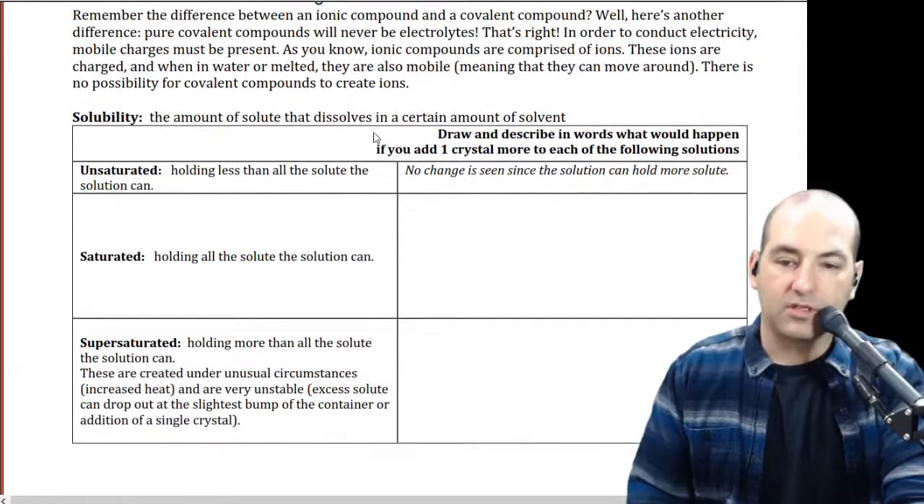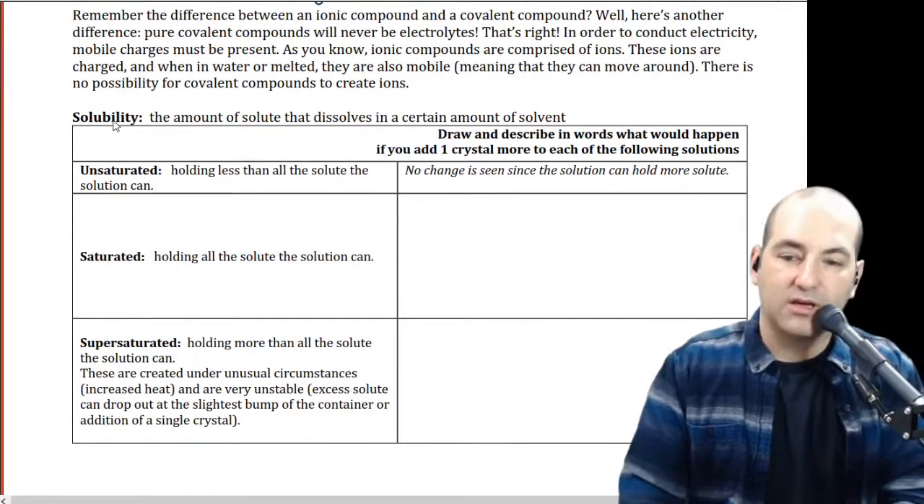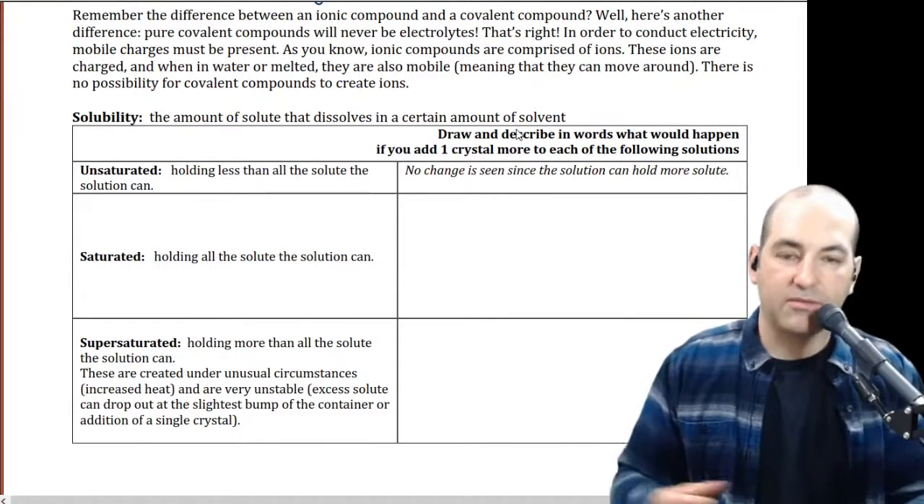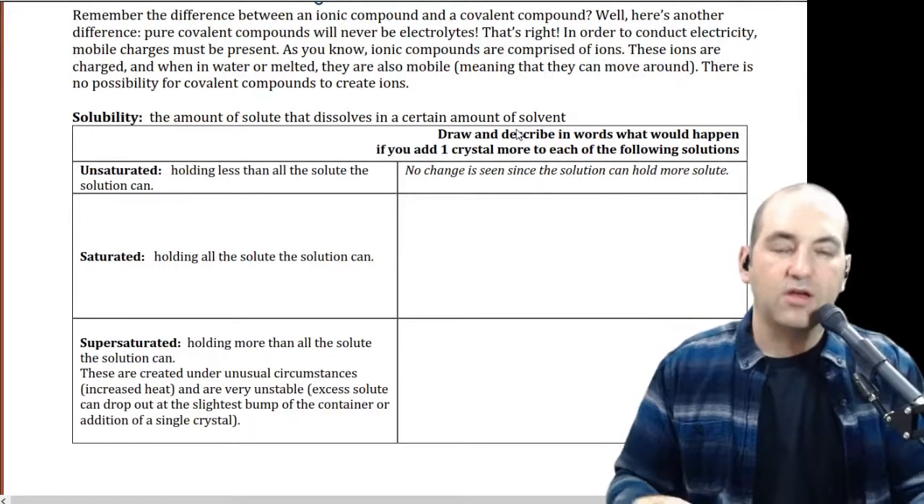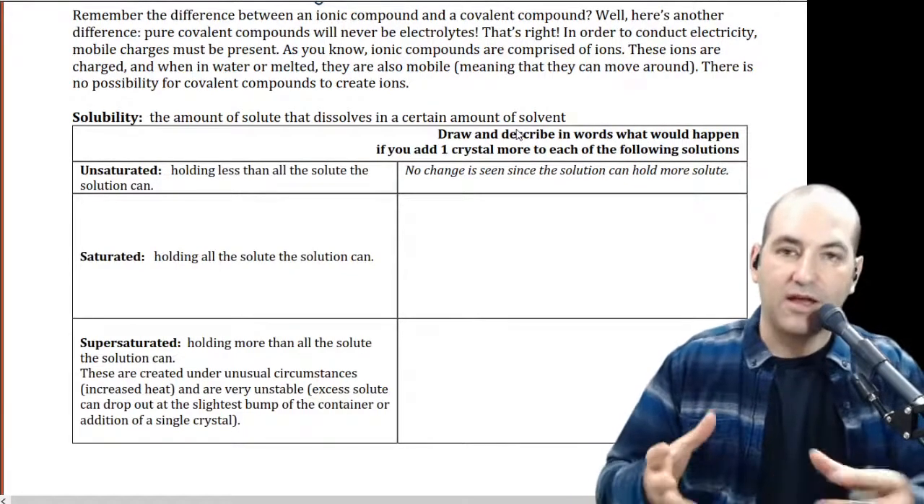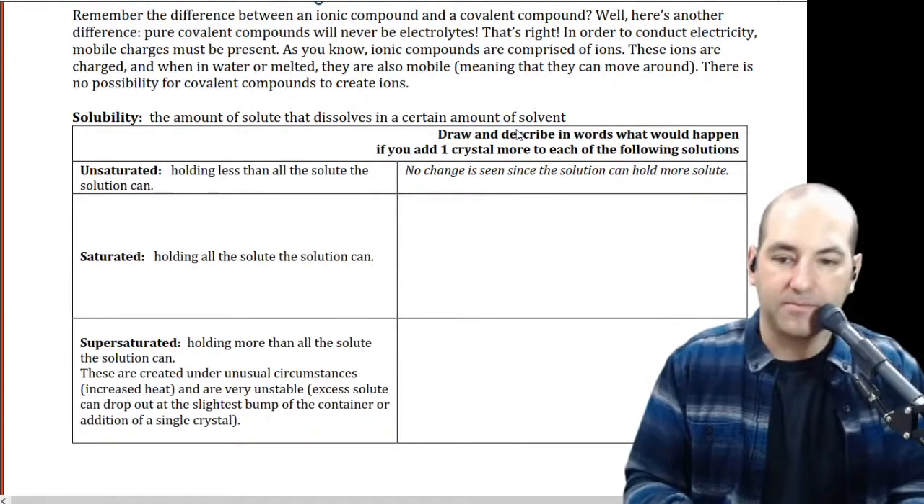Okay, some other solution definitions here. Solubility is the amount of solute that dissolves in a certain amount of solvent. So imagine you've got a solute, you've got a solvent. You can keep putting solute into the solvent and it keeps dissolving, and then at some point it stops dissolving and it just falls to the bottom of the container.